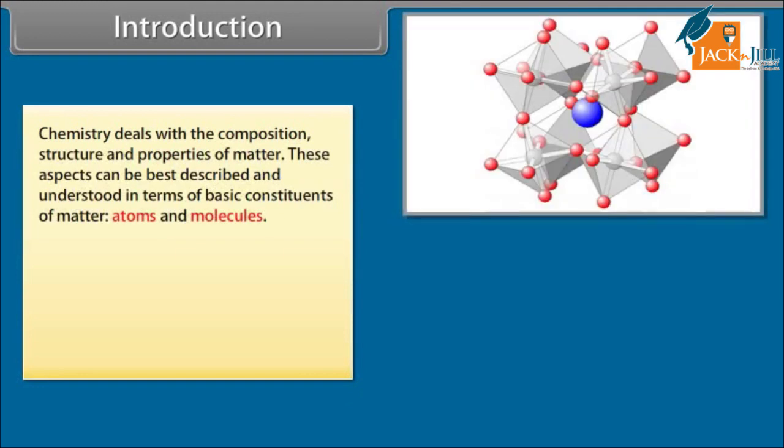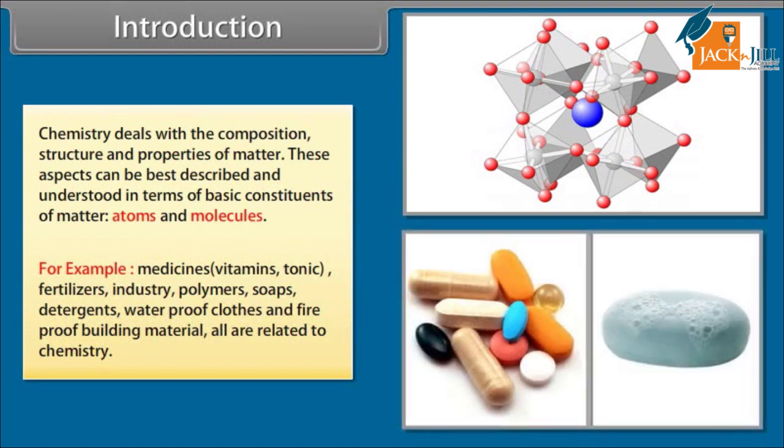Chemistry deals with the composition, structure, and properties of matter. These aspects can be best described and understood in terms of basic constituents of matter, atoms, and molecules. For example, medicines, vitamins, tonic, fertilizers, industry, polymers, soaps, detergents, waterproof clothes, and fireproof building material all are related to chemistry.